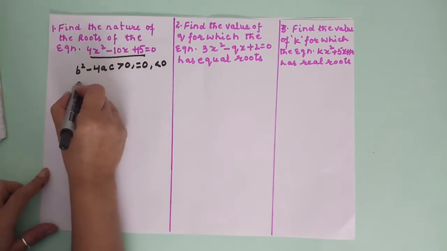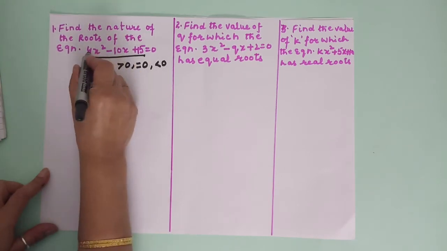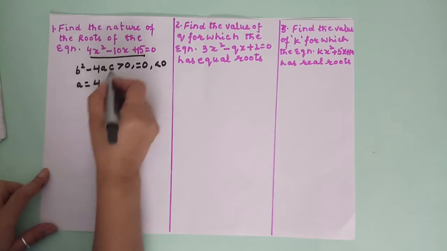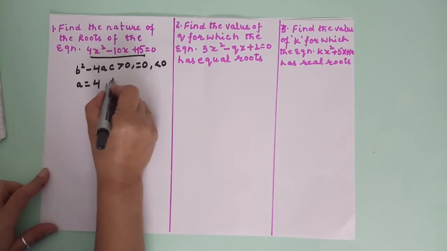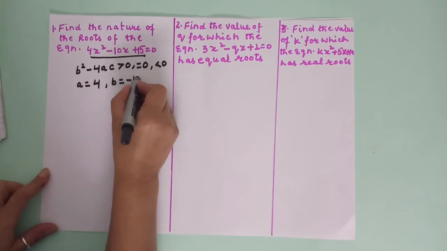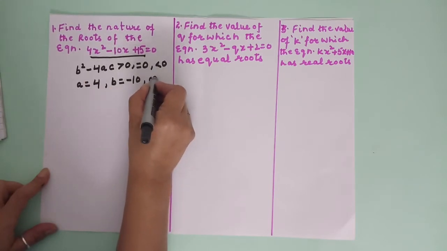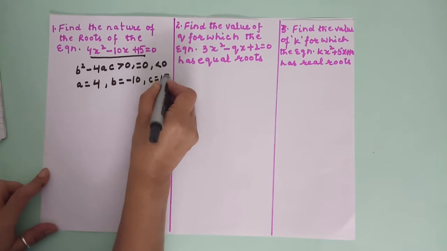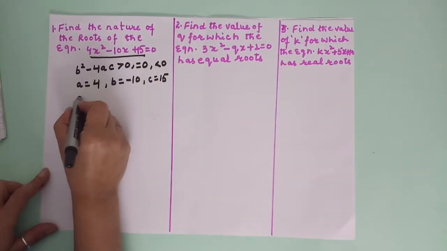For that, we need to find a. What is a? Coefficient of x square, which is 4. What is b? Coefficient of x along with the sign. This you should remember always. And what is my c? C is 50. Okay, let me find the discriminant.